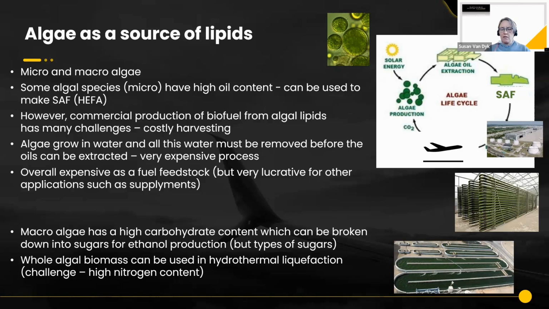So that was microalgae. Macroalgae doesn't really produce oils within their cells, but it's got a high carbohydrate content. So you will see that there are companies looking at using seaweed and so on. You can also, in the technology hydrothermal liquefaction, use the whole biomass. You don't have to just extract the oils. You can use the whole cell. So there are different ways of trying to use it, but the economics have not worked.